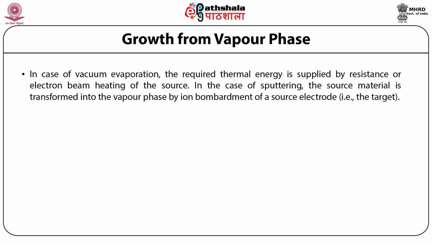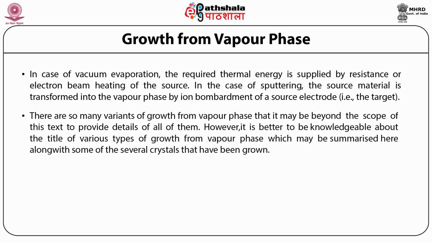In case of vacuum evaporation, the required thermal energy is supplied by resistance or electron beam heating of the source. In the case of sputtering, the source material is transformed into the vapor phase by ion bombardment of a source electrode, that is the target.